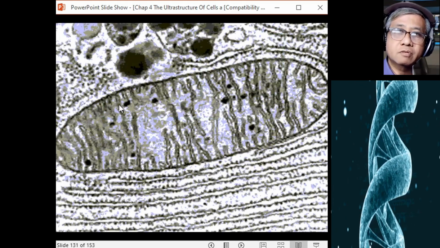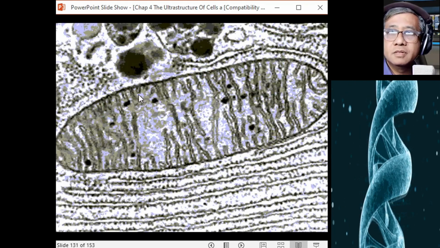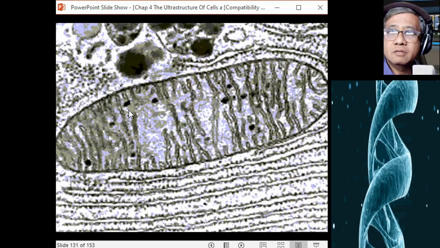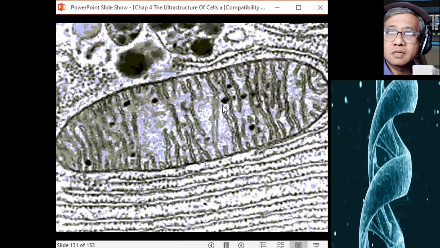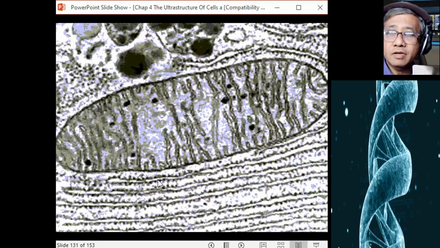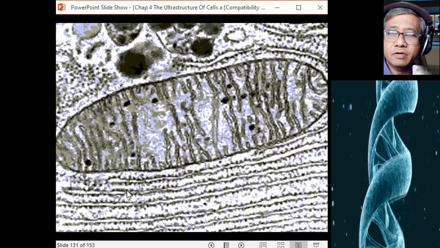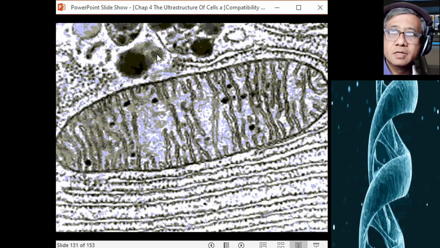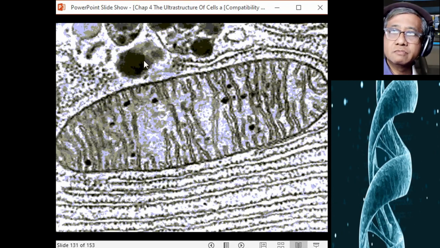Right, here is a photomicrograph, an electron micrograph of the mitochondrion. Right, it's an elongated organelle, and you could see here the cristae and the matrix. Below that is the rough ER. As you can see here, this is the rough ER with ribosomes. And above here are lysosomes.